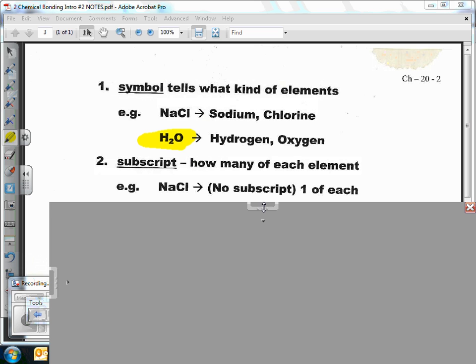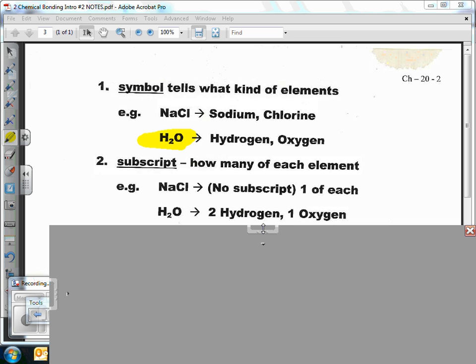For example, NaCl has no subscripts. There's just 1 sodium per 1 chlorine, so it's 1 sodium, 1 chlorine. But if we look at H2O, that means there are 2 hydrogens and 1 oxygen.